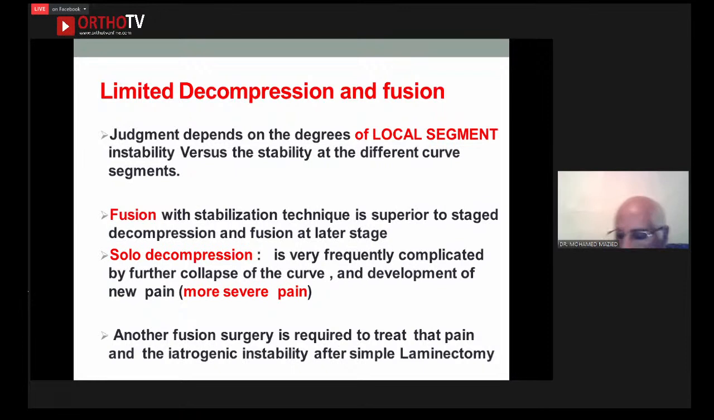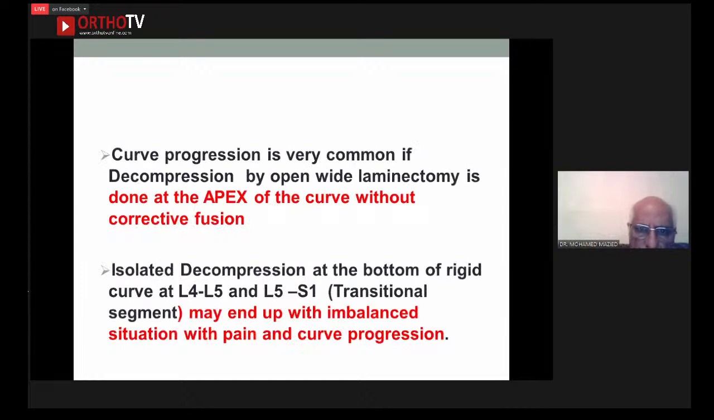Curve progression is very common if the decompression alone has been done at the apex of the curve. Isolated decompression at the bottom of the rigid curve at L4-5 and L5-S1, which is termed as a transitional segment, may end up with an imbalanced situation with pain and curve progression. So we have to calculate the whole spine balance and correct the spine in the sagittal and coronal plane if we are going to address fixation and correction.